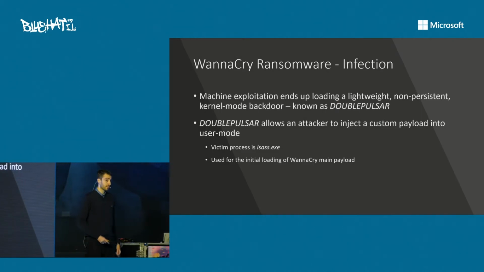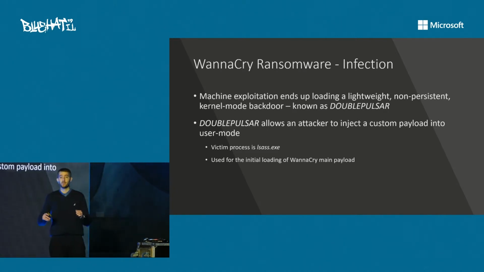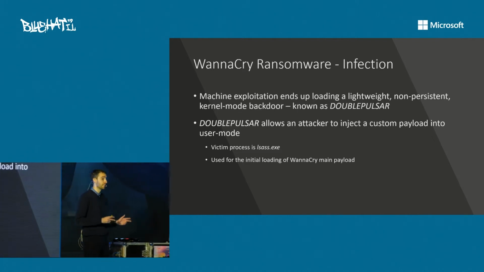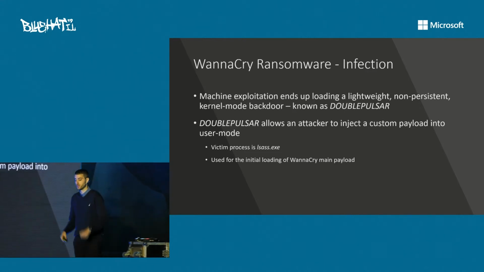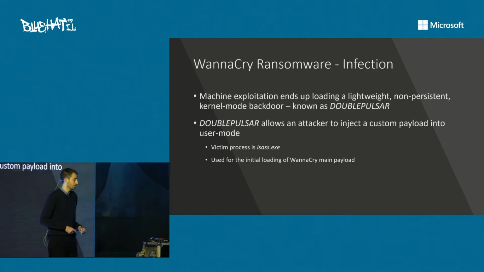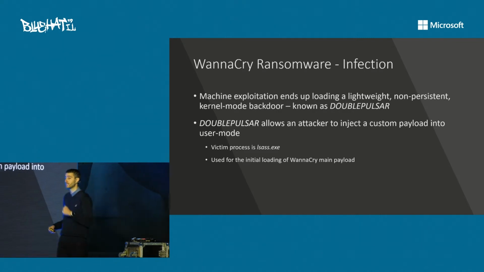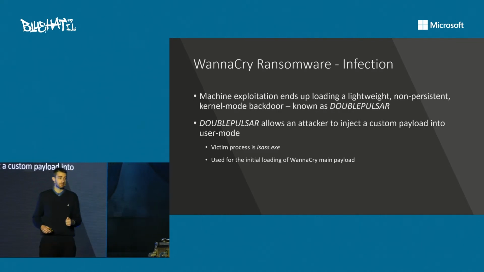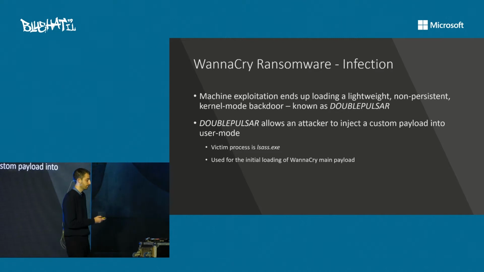The Eternal Blue kernel exploit delivers a payload called Double Pulsar, which is a super lightweight kernel mode backdoor. Double Pulsar was allegedly developed by the NSA Equation Group and was leaked by the Shadow Brokers. Double Pulsar enables the attacker to inject code into user mode by sending a specially crafted SMB command remotely to the machine. In the WannaCry scenario, it was used to inject the main payload into the LSAS process.